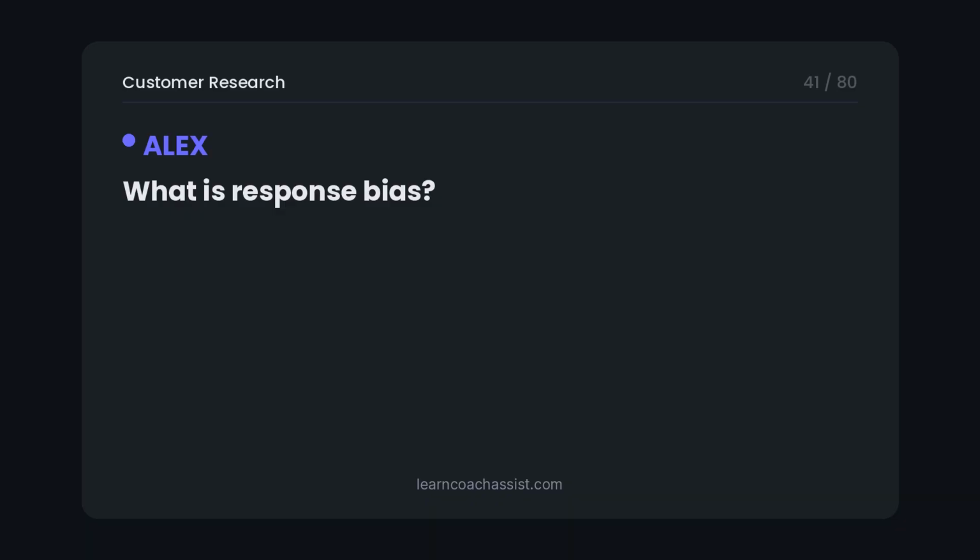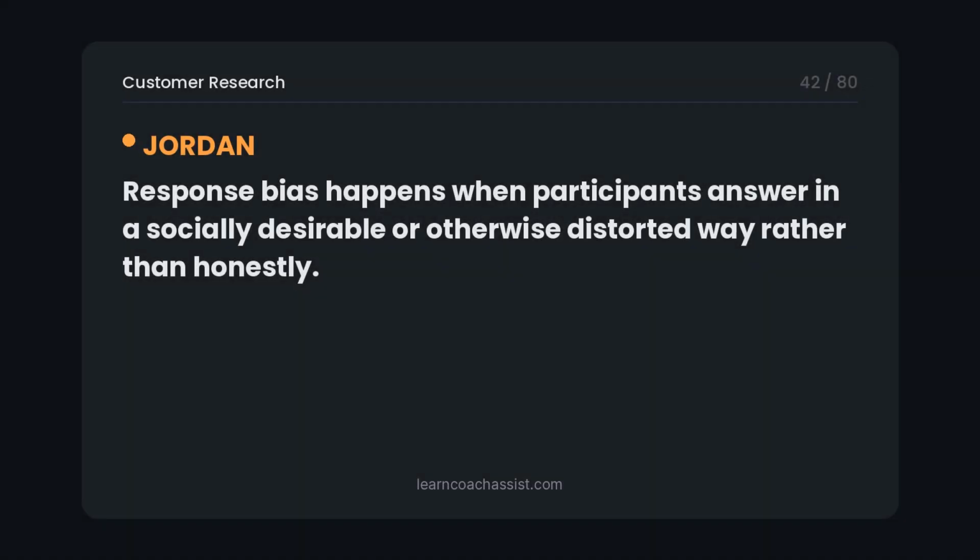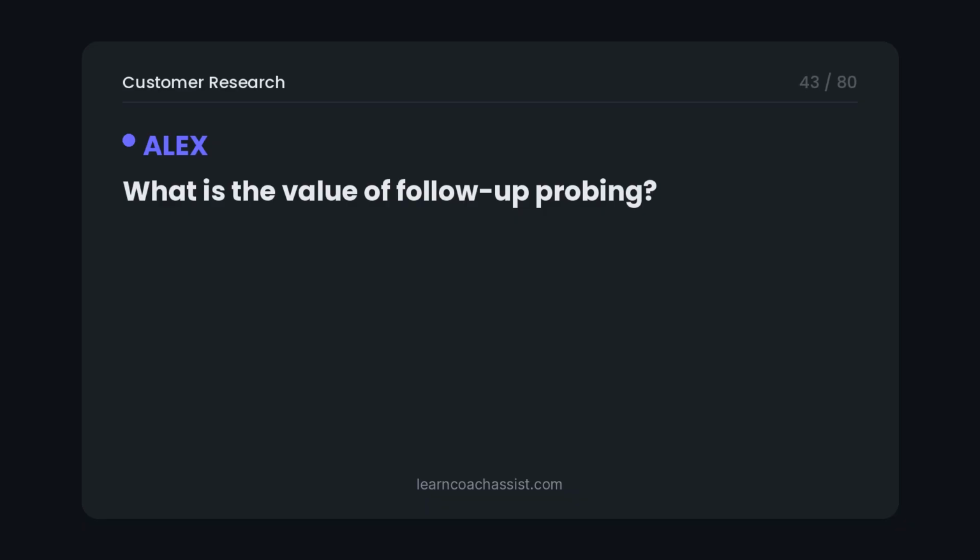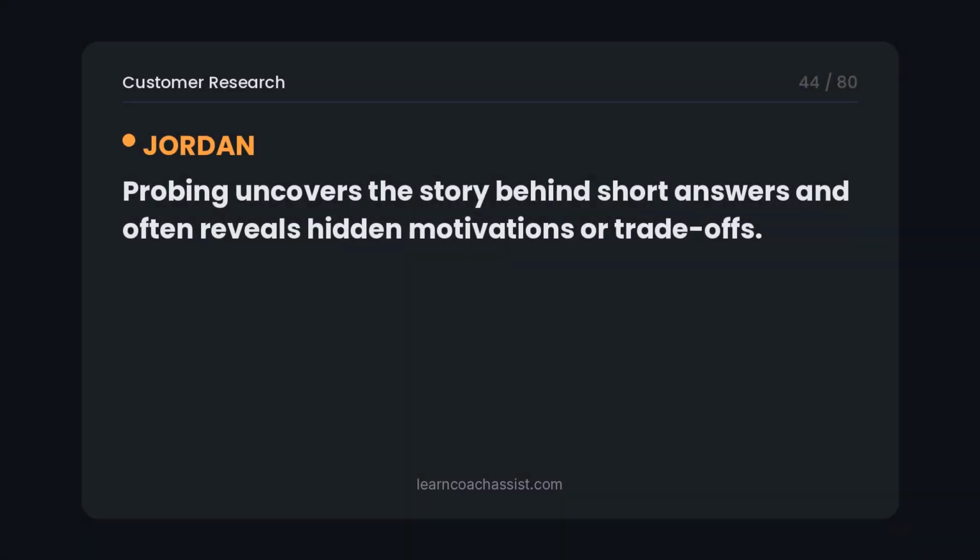What is response bias? Response bias happens when participants answer in a socially desirable or otherwise distorted way rather than honestly. What is the value of follow-up probing? Probing uncovers the story behind short answers and often reveals hidden motivations or trade-offs.